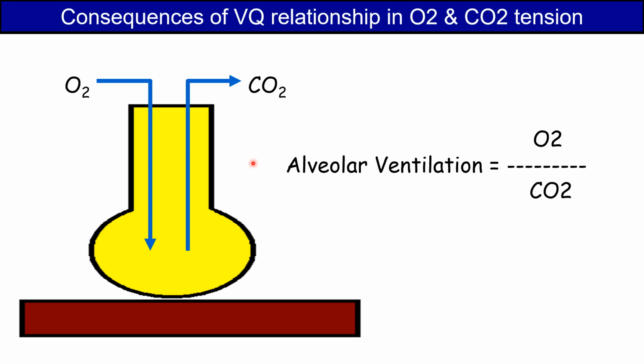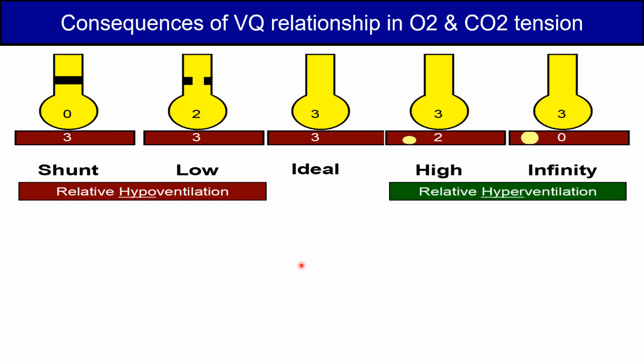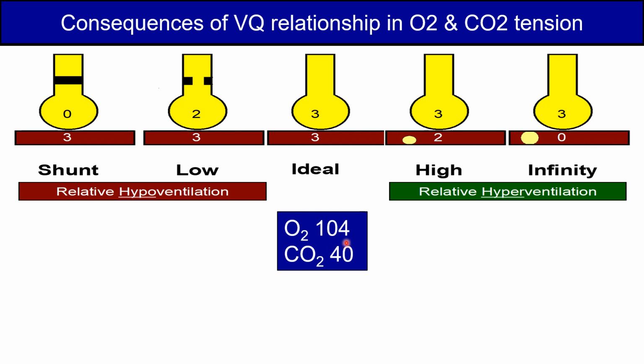Now, we go back again to alveolar ventilation. We mentioned that the greater the alveolar ventilation, the greater is the O2 tension, the lower is the carbon dioxide tension. And therefore, if the alveolar ventilation goes down, the O2 tension will go down while the carbon dioxide tension will go up. So, in the ideal V/Q, you have an optimal gas exchange, and therefore the alveolar and blood in the pulmonary capillaries is going to have an O2 tension of 104 and a CO2 tension of 40.